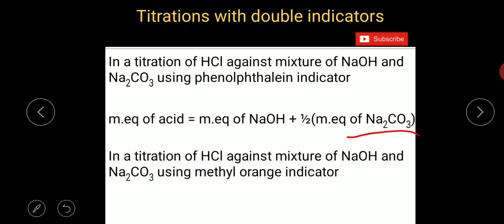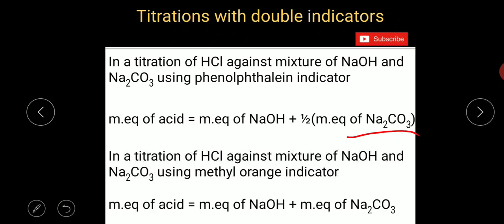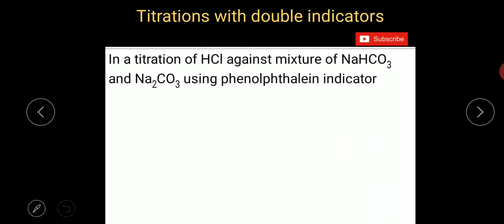In a titration of HCl against a mixture of sodium hydroxide and sodium carbonate using methyl orange indicator, you will get this relation: milliequivalents of acid is equal to milliequivalents of sodium hydroxide plus milliequivalents of sodium carbonate. And in the titration of HCl against a mixture of sodium bicarbonate and sodium carbonate using phenolphthalein indicator, milliequivalents of acid is equal to half of the milliequivalents of sodium carbonate.